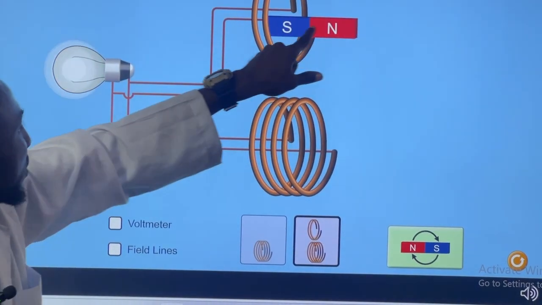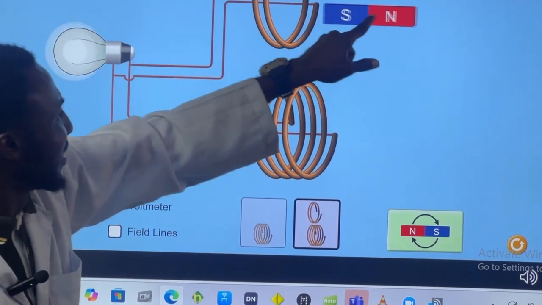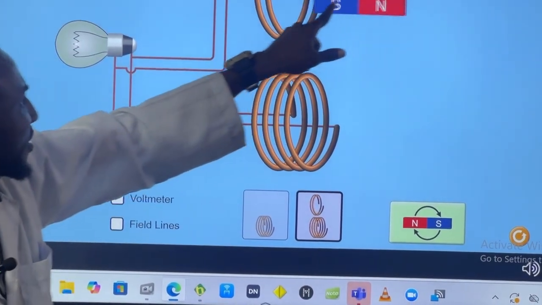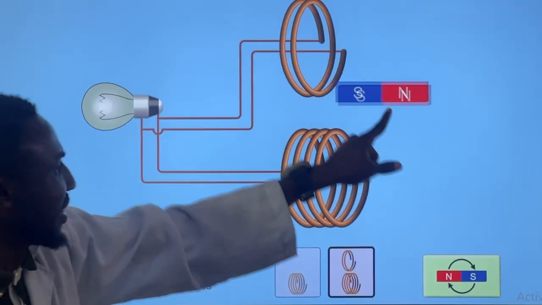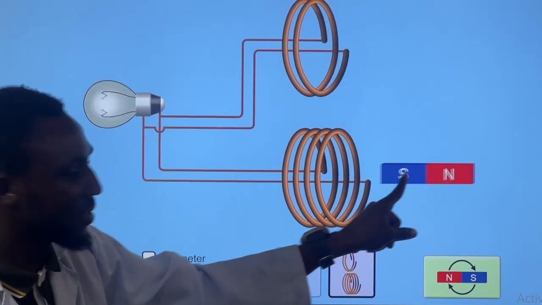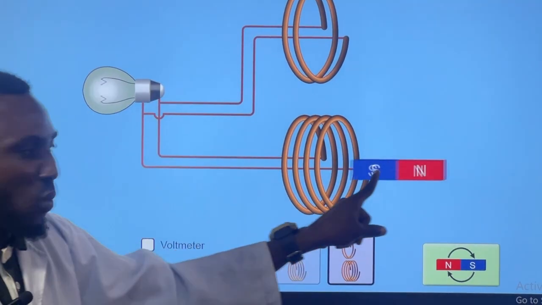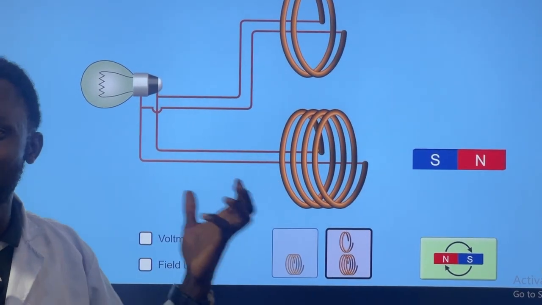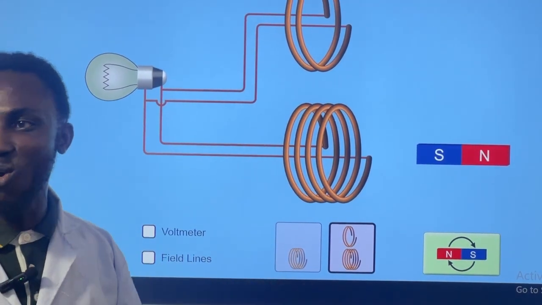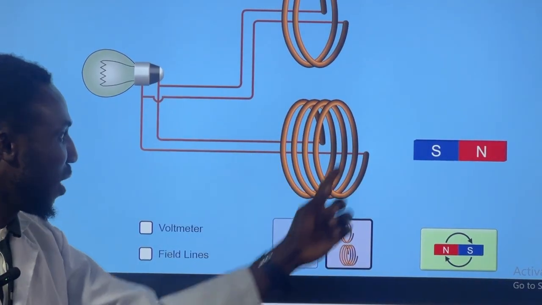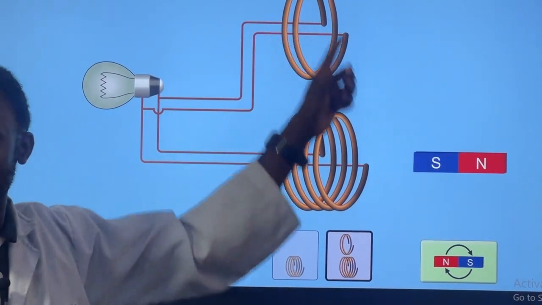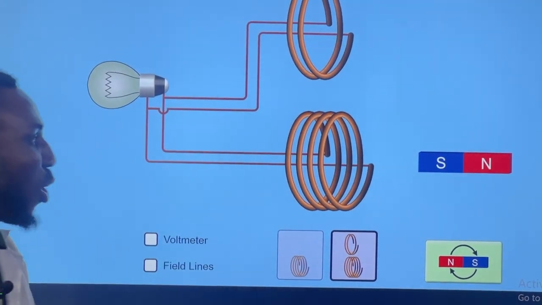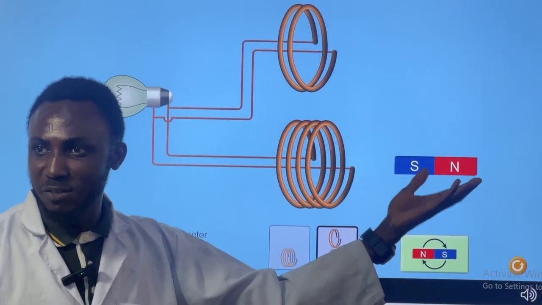You can see. But look at it. Look at the intensity of the light. But look at the intensity of the light here for this. Now, why is this so? It's because the electric current produced depends on the number of what? Turns of the coil. You can see that the turns of the coil here is more than the turns of the coil here. It also depends on the speed of the magnet.